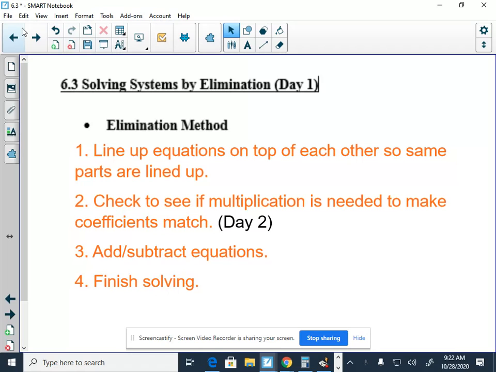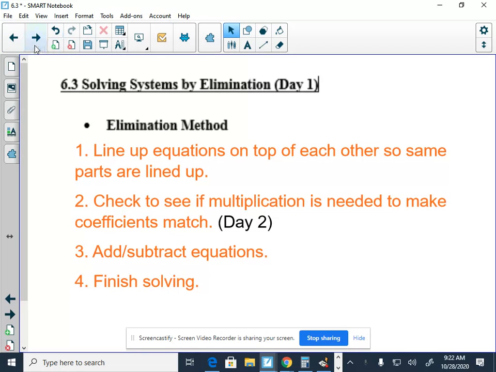But we line up the equations. We're going to do that and make all the different parts match. And then we're going to see if we need to do any multiplication. That'll be on day 2. We won't actually have to do that today. Then we add or subtract the equations, and we finish by solving for x and y.